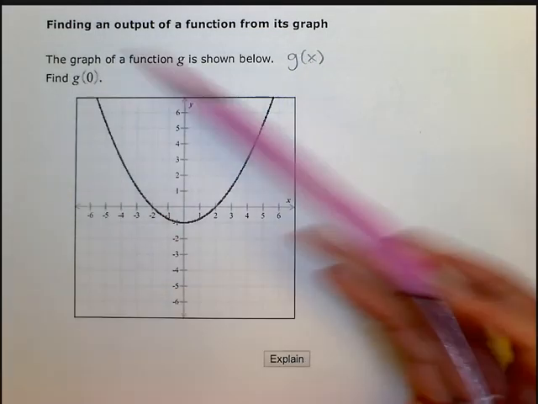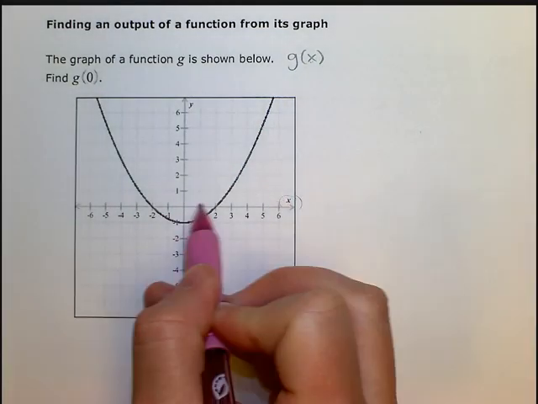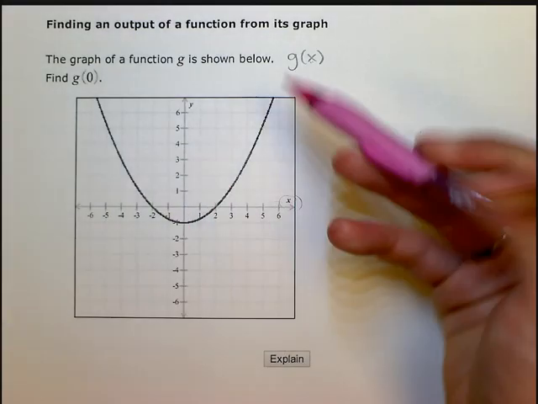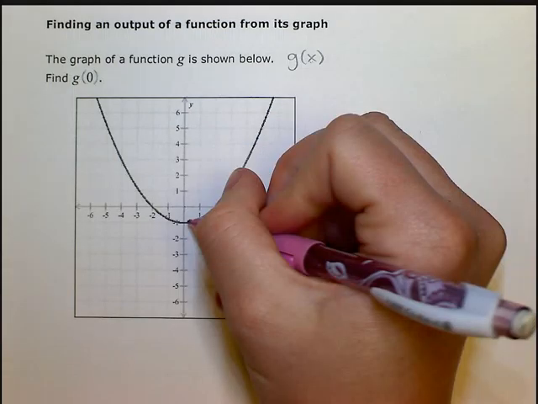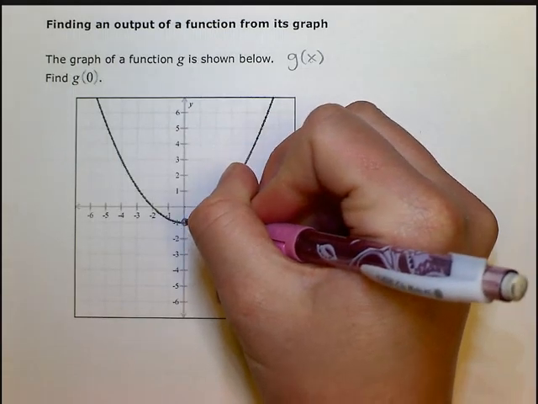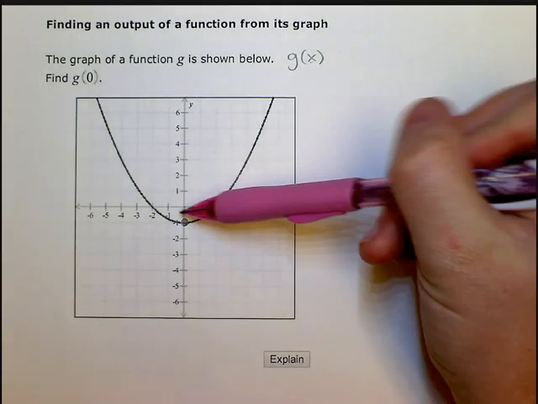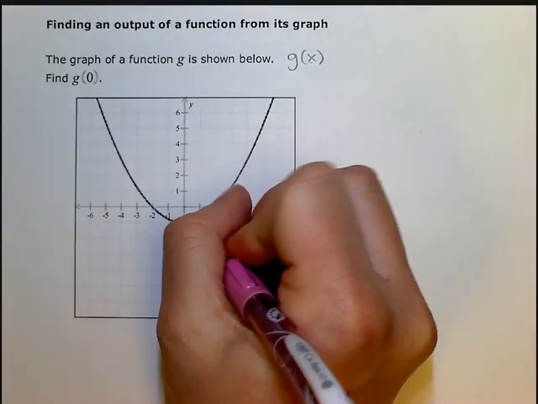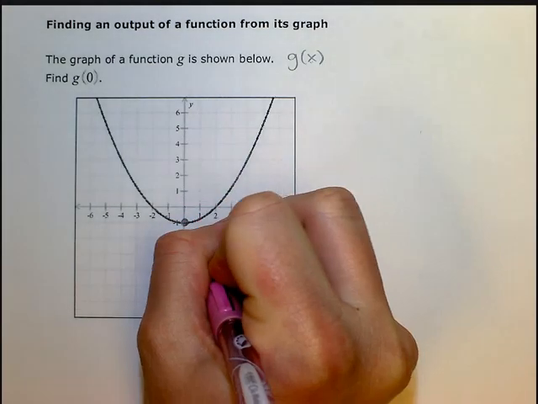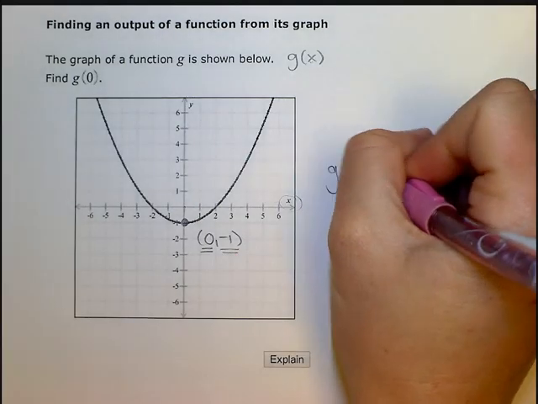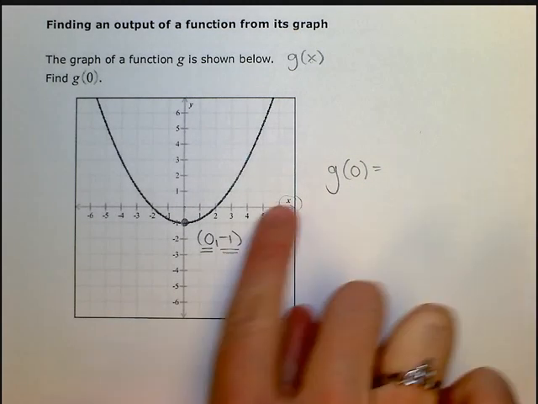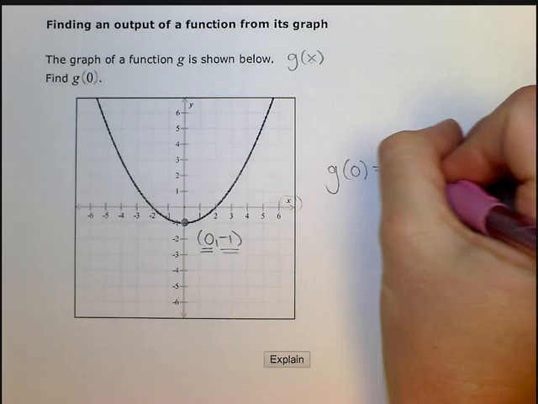So I'm going to go to my x-axis and I'm going to go to 0. And then on that line where x equals 0, I'm going to go down and find my point on my graph. So right here is where x equals 0. This point is (0, -1). So there's the x equals 0, and here's my output. So g of 0, when I put 0 in for x, out comes a -1. That would be my answer right there.